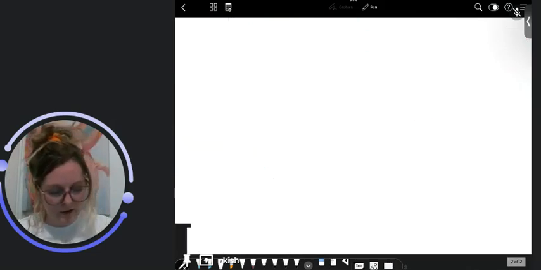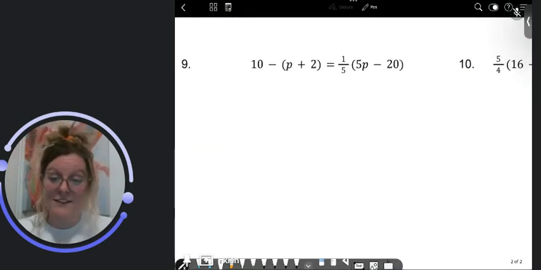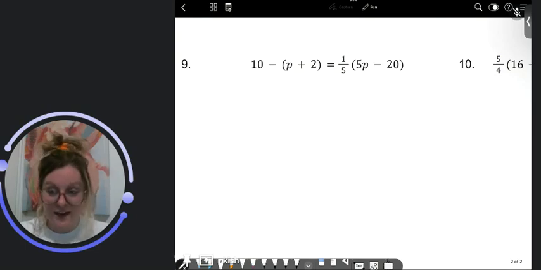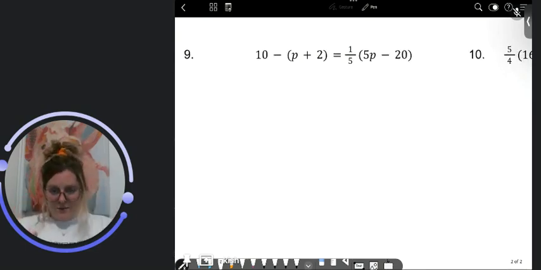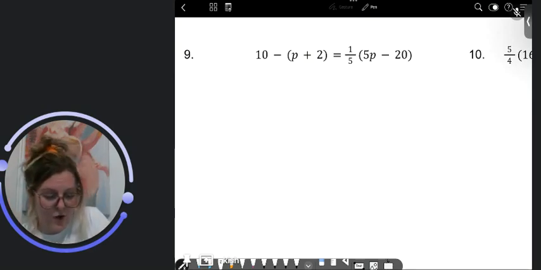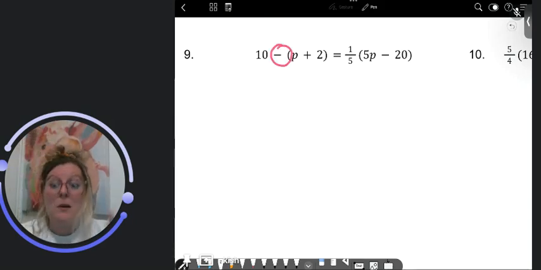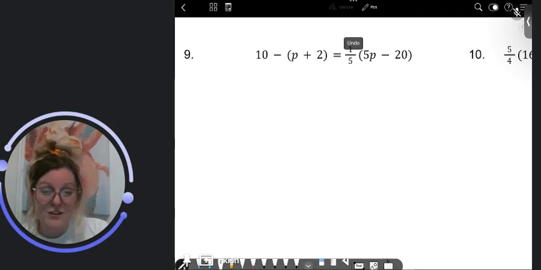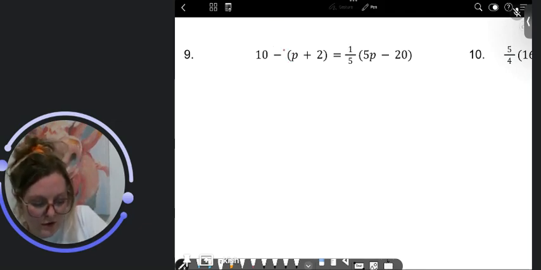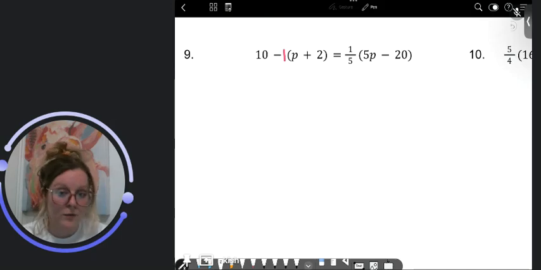All right, I believe we have 2 more. Ooh, these are extra fun. Okay, stay with me. On number 9, we have parentheses and we have fractions. First, we always get rid of the fractions. So I want you guys to look at this right here. There is a negative blank in front of the parenthesis. Remember, if there's not a number, we assume it to be 1. So I want you guys to always put a 1 right there.